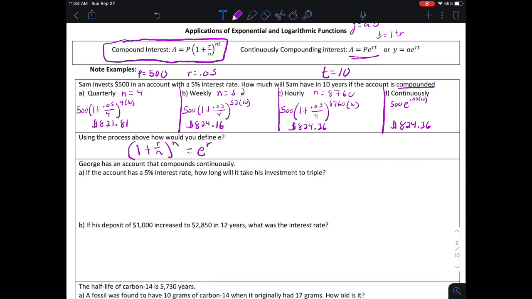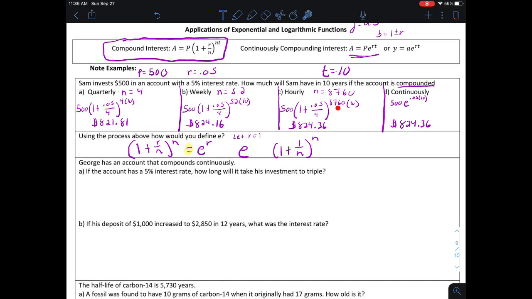Now, not necessarily equal to, but it's the part that we're trying to figure out how would we define e. So if I let r equal 1, we're comparing e to the 1 and 1 plus 1 over n to the n power. Well, we noticed as we started doing this problem, as we increase the number of times something is compounded, I went from 52 to 8,760, the value is starting to get very close to the value if I had a base of e.